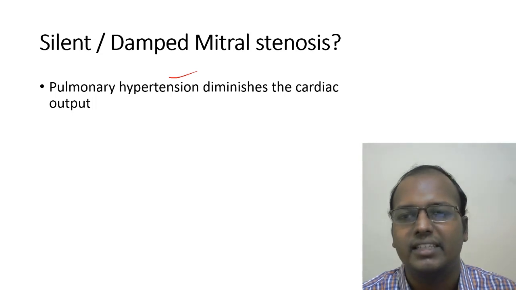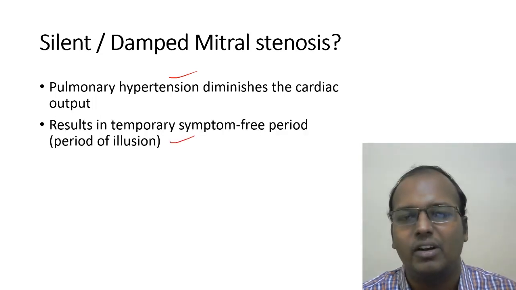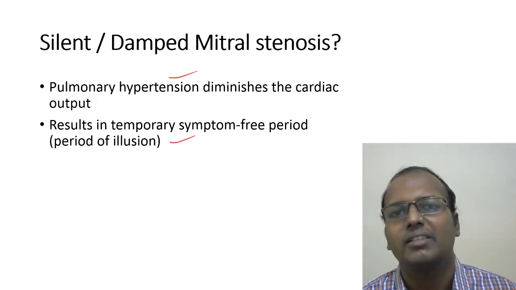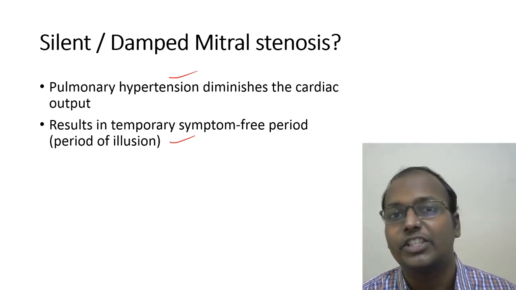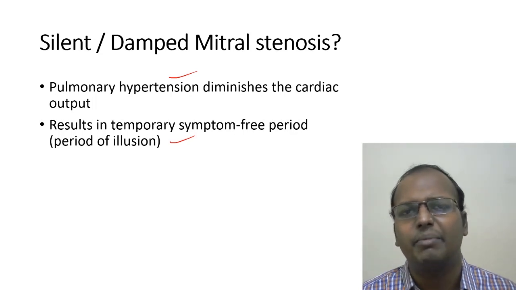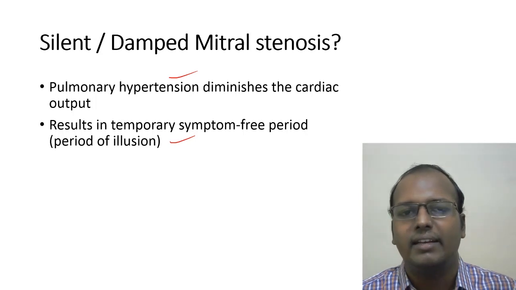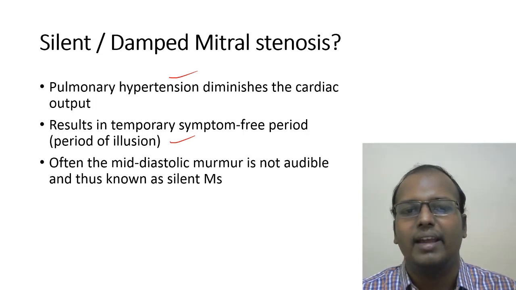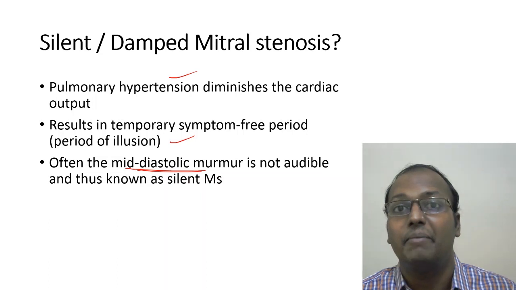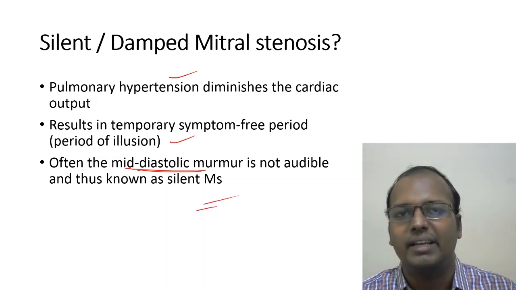So the murmur intensity can decrease. This can lead to a temporary symptom-free period also, because usually a lot of blood will be there in the pulmonary circulation, a lot of congestion will be there. Pulmonary venous congestion will be there. But when there is onset of pulmonary hypertension, the amount of blood entering into the vein will decrease. So that can lead to a temporary symptom-free period. And this mid-diastolic murmur may not be audible properly. So that is called your silent or damped AMS.